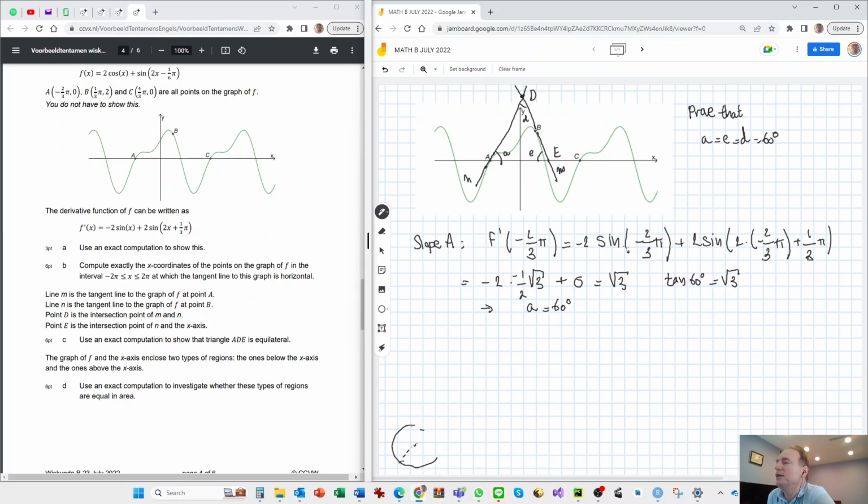And then this angle here, the angle D, well, let's find the slope of line M. The slope of M, that's the slope at point B. X equals 1/3 pi, so that's f prime at pi over 3: minus 2 times the sine of pi over 3 plus 2 times the sine of 2 times pi over 3 plus 1/3 pi.